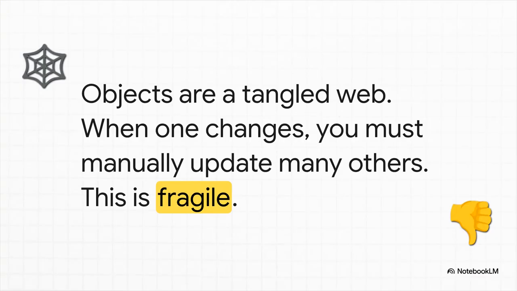So here's another problem I bet you've seen. One object's state changes, and suddenly you have to go on a treasure hunt through your code to find and manually update 10 other objects that depend on it. This creates a really fragile, tightly coupled system where one tiny change can cause all these unpredictable ripple effects.